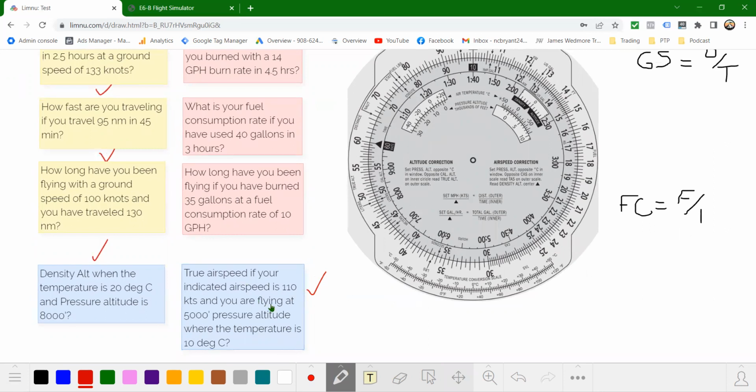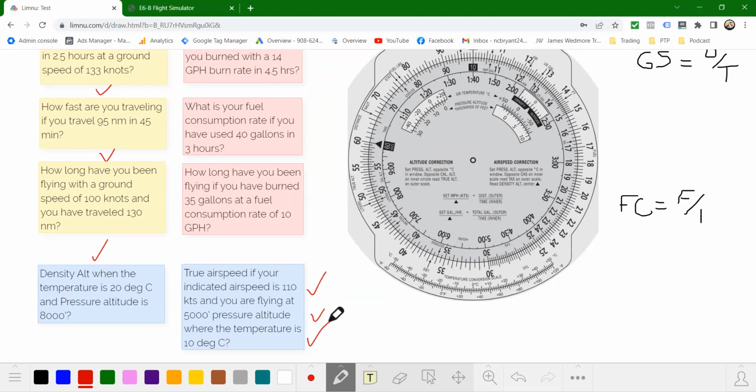Okay, so let's say we were climbing at 110 knots. The question says: what's your true airspeed if your indicated airspeed is 110 knots and you're flying at 5,000 feet pressure altitude, where the temperature is 10 degrees Celsius? So let's say we're in a more high performance aircraft so that we can climb at a higher speed, and that best climb speed is 110 knots.